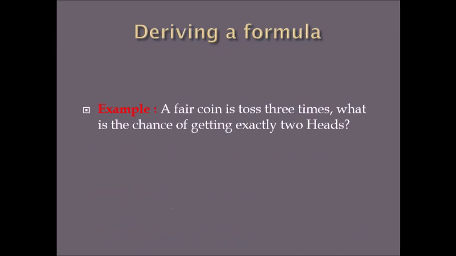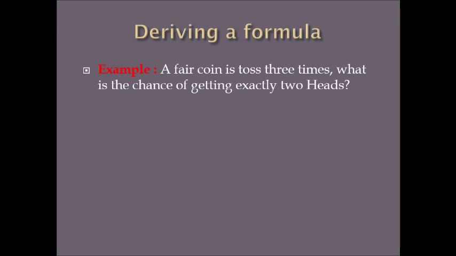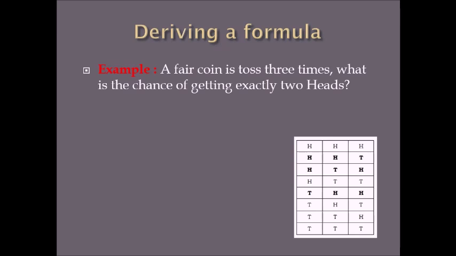Now we will see some examples and derive the formula for finding probability with respect to binomial distribution. So consider an example. A fair coin is tossed 3 times. What is the chance of getting exactly 2 heads? As we can see in the figure, there are 8 possible outcomes of tossing a coin 3 times. We require outcomes which have exactly 2 heads. These outcomes are highlighted in the figure and there are 3 such outcomes.